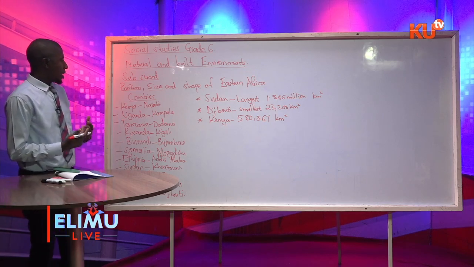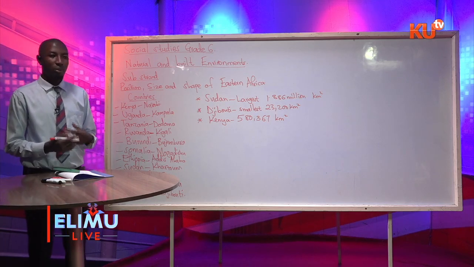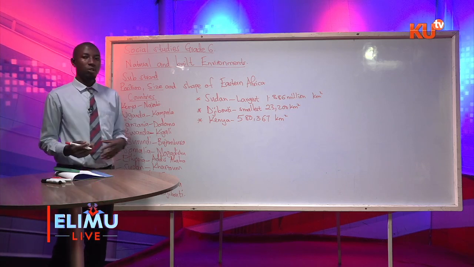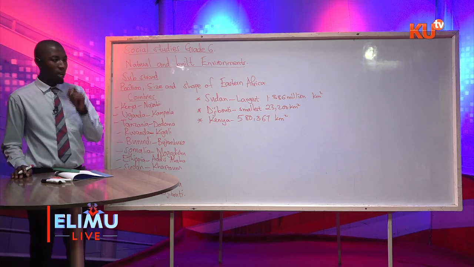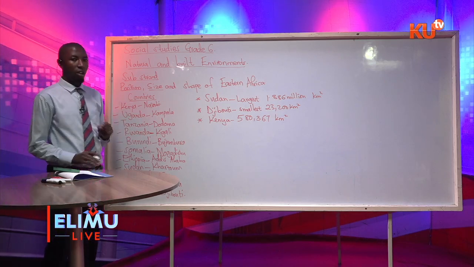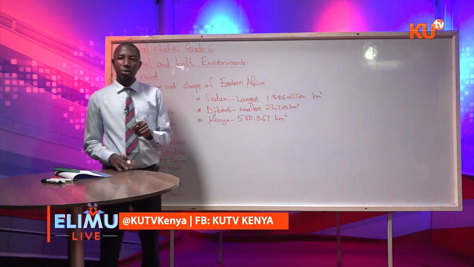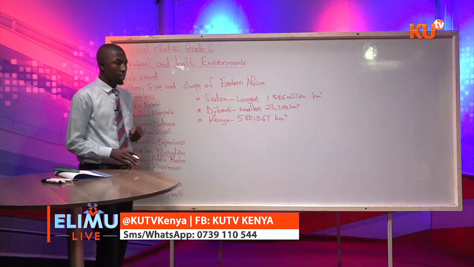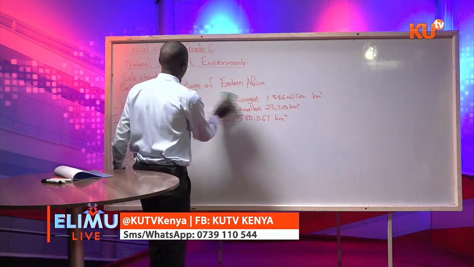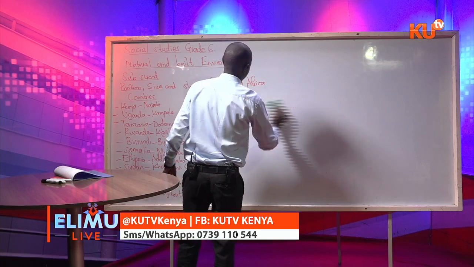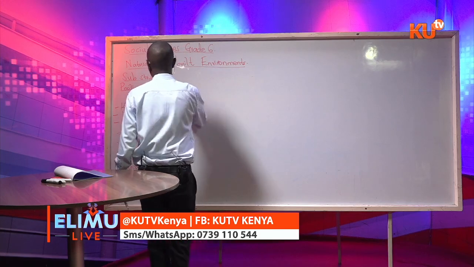Now, where is then the Eastern African region located position-wise in relation to the world, and where are these countries found? When we want to find the position of a country, we use latitudes and longitudes. Latitudes and longitudes. And that takes me now to latitudes and longitudes of Eastern Africa.